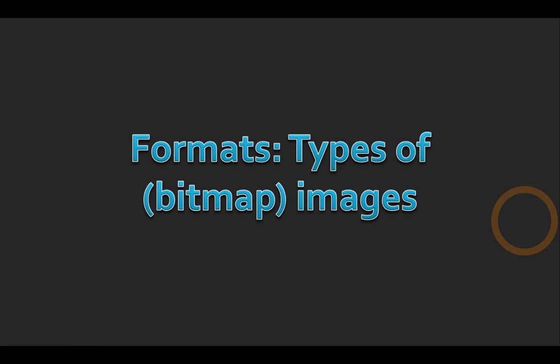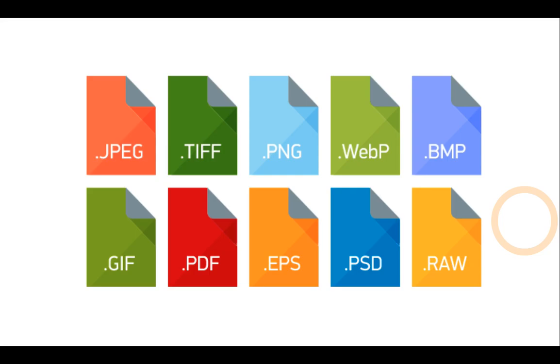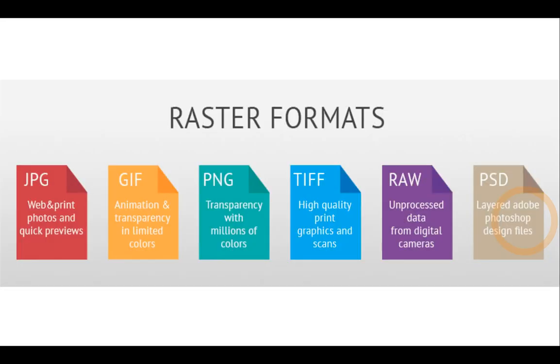Hey there, this is Jonathan, and in this tutorial we're going to be talking about formats, or the different types of bitmap images. Now, you've probably seen a number of different extensions on your computer, or lots of different types of image files, and it's really important that we as graphic designers know what those image files are. So we're going to be talking about these main formats: the JPEG, GIF, PNG, TIFF, RAW, and PSD.